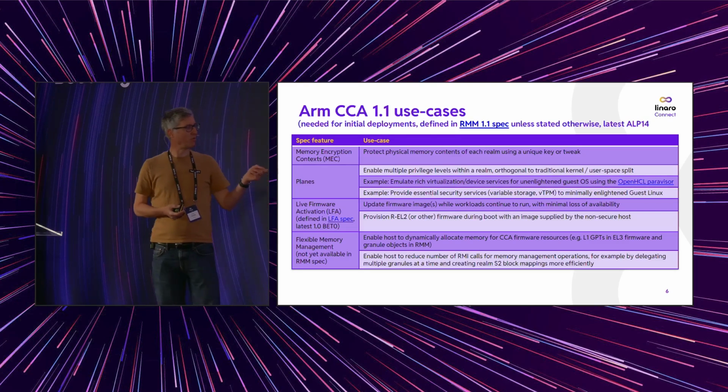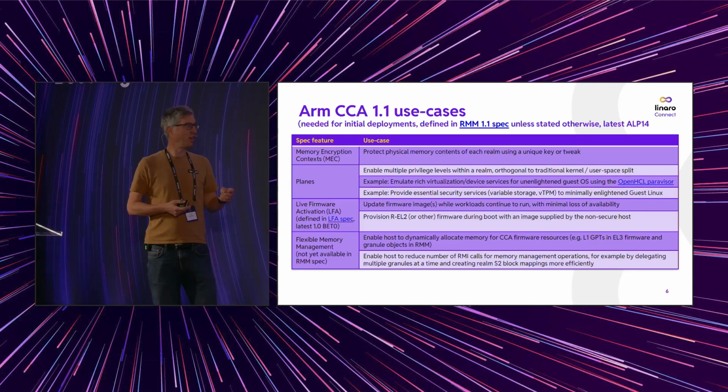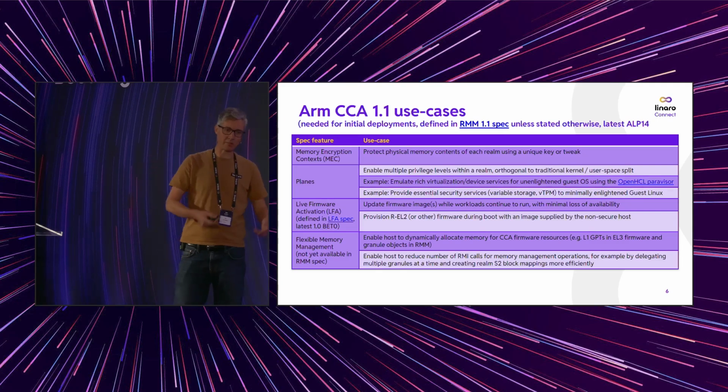Something I haven't mentioned before is this flexible memory management. We were hoping to only address this kind of thing in the next version of the specification, but the late-breaking feedback from partners is that they really need to be able to do some optimizations in the system software to be able to dynamically allocate memory used by the CCA firmware itself, for example, for the level 1 GPT page tables or the granular objects in RMM, being able to dynamically allocate the memory for that rather than static carve-outs.